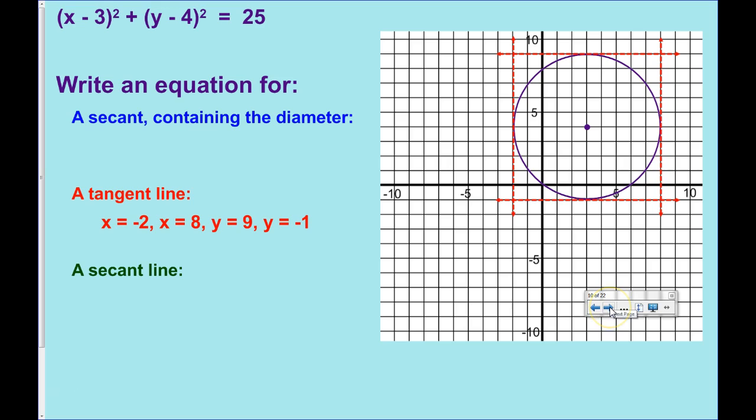The secant line is the most open-ended one because it didn't really give you any other information.